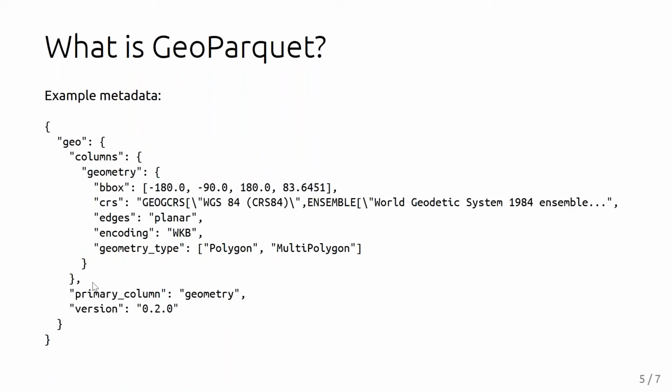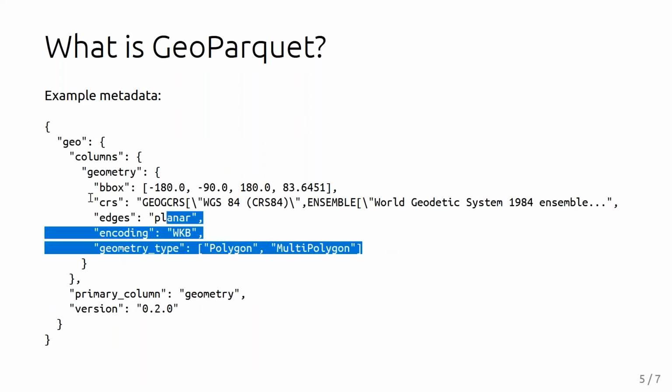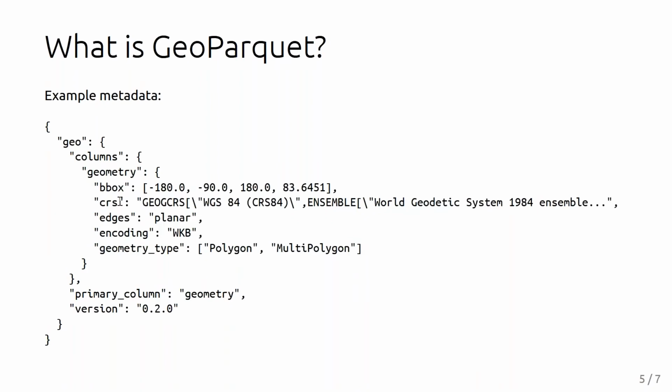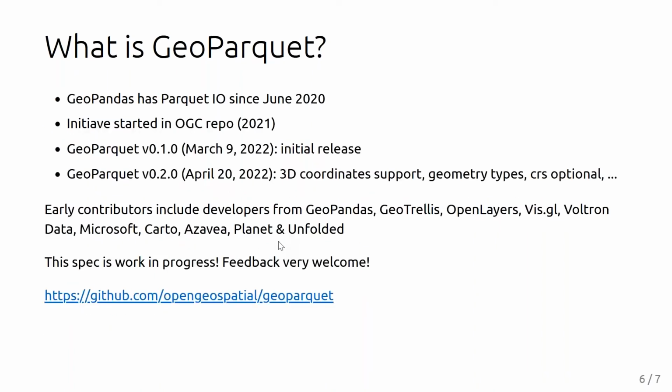Here is a small example of how the metadata looks. So for a certain column in the file, we store a bunch of metadata, so about the bounding box, the coordinate reference system, which encoding is used, the number of geometry types. I'll go a bit quickly.